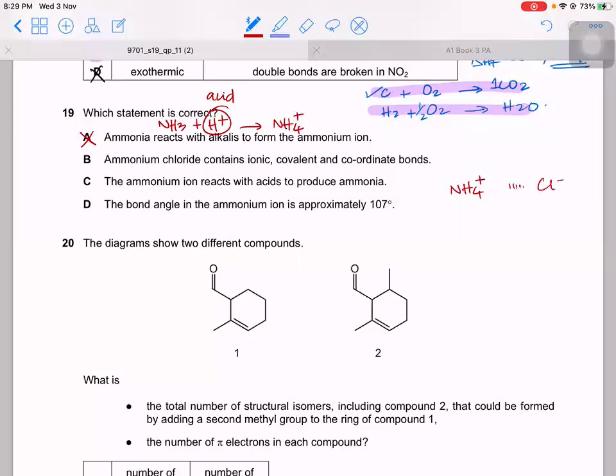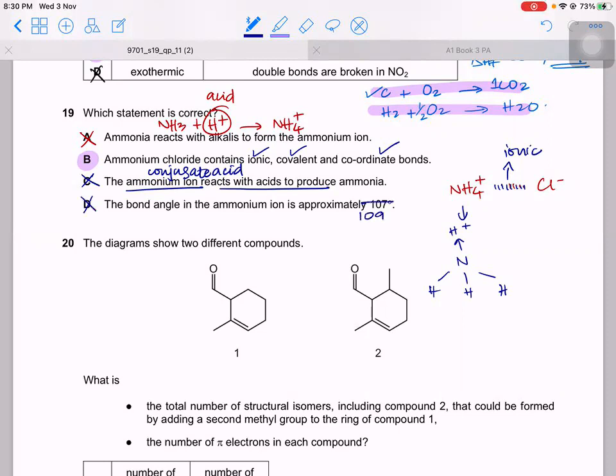Ammonium chloride has ionic bonding between ammonium and Cl minus. In the ammonium ion, you have covalent bonding and a dative bond with the H plus. So you have covalent, coordinate, and ionic bonds. Yes, the answer is B. Ammonium reacts with acid to produce ammonia? No, ammonium will not react with acid because ammonium itself is a conjugate acid. It will react with bases. Bond angle in ammonium is 107? No, it's 109.5.